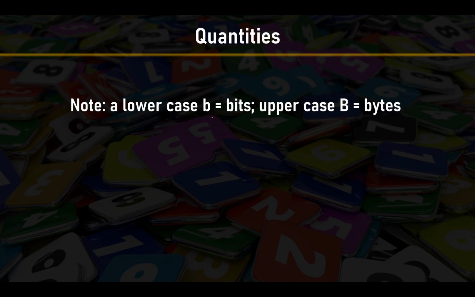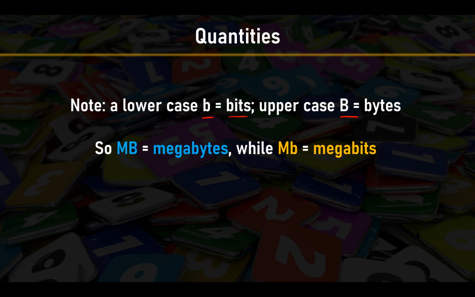We also have to remember that a lowercase b equals bits, and an uppercase B is going to be bytes. So for example, MB with a capital B is going to be megabytes, while Mb with a lowercase b is going to be megabits.